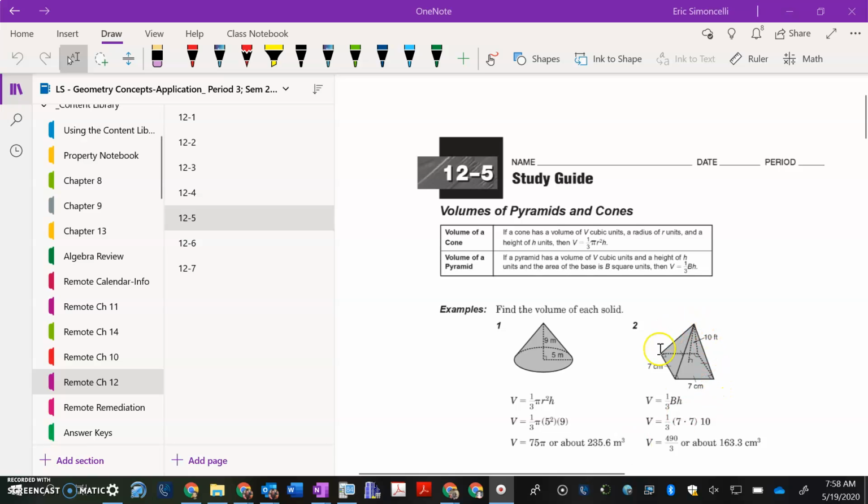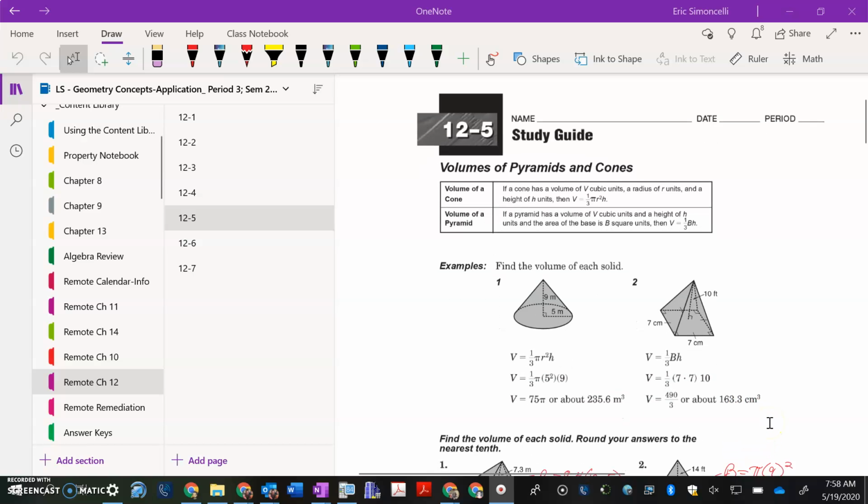The second example, this is a pyramid. The base is a square base, so V equals 1/3 capital B times H, wherein capital B will be the area of a square, 7 by 7, or 7 times 7 in the next step. So 1/3, 7 times 7, or 7 squared, times 10, which again was the height of the pyramid. Do the math. So 490 over 3, or about 163.3 centimeters cubed.